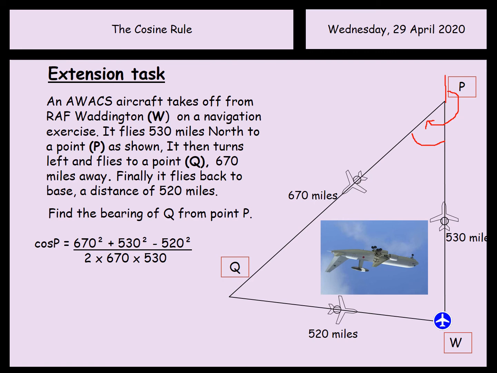Okay, and so we're finding out the angle, so we're doing cos P. You can do cos to the minus 1 of your number and get the angle. So this bit up here is 49.7 degrees. So the angle P, or more technically, if we're using some proper language, the angle QPW is 49.7 degrees. We need to add 180 to it to get our bearing. So the whole bearing is 229.7 degrees.